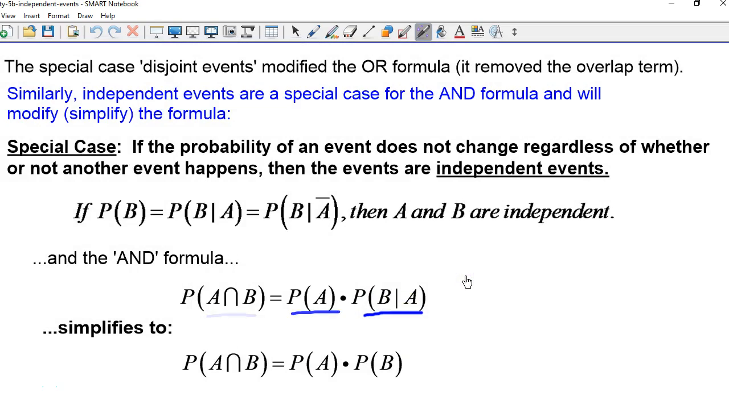If we know that the probability of B is never changing because the events are independent, then that means that this probability of B given A can simplify to just be the probability of B, the simple probability of B. And we get a slightly simpler version of the AND formula. The probability of A and B is just the probability of A times the probability of B, and we no longer have to have a conditional probability for the second probability.